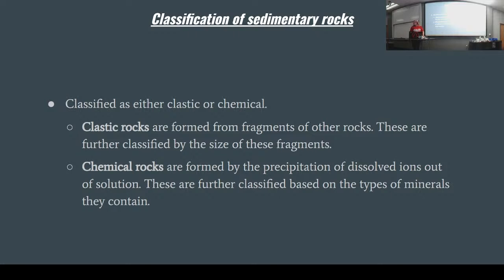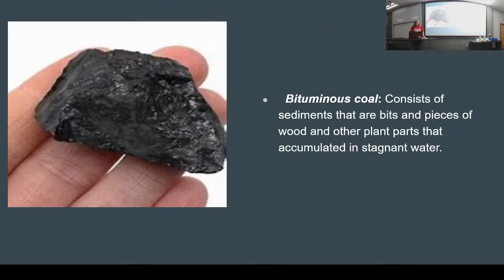bituminous coal. And chert. And chert, okay, yeah. So the chert was also a chemical rock. And then we're gonna get into the bituminous coal here in just a moment. And this bituminous coal consists of sediments that are bits and pieces of wood and other plants, plant parts that are accumulated in stagnant water.